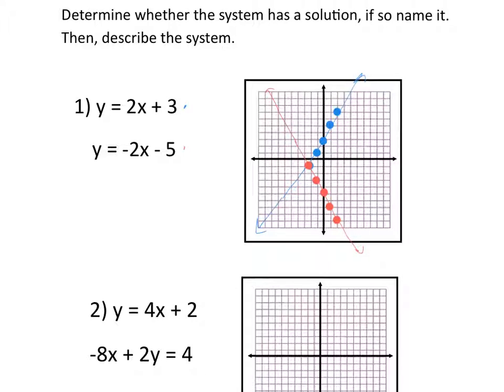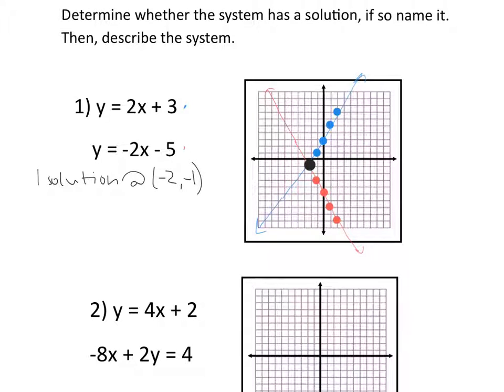I have graphed those two equations over at the right, and we can see that the two lines cross exactly one time. Since they cross exactly one time, this system has one solution, and it appears to be at (-2, -1). Again, that's where the two lines cross, right about there at (-2, -1).